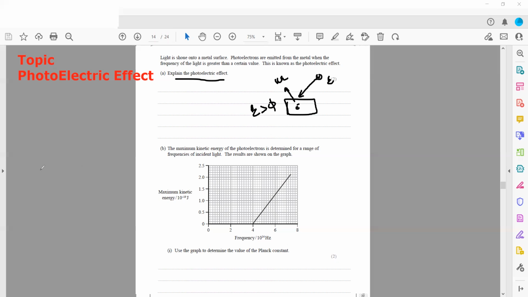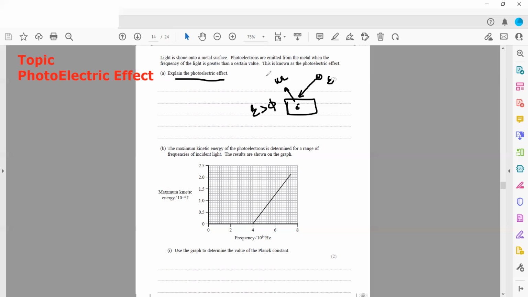We are plotting kinetic energy on the y-axis and frequency on the x-axis. So when kinetic energy is on the y-axis and frequency is on the x-axis, the gradient will give us the Planck's constant. So we'll find the gradient of this line. It will be y2 minus y1 over x2 minus x1.